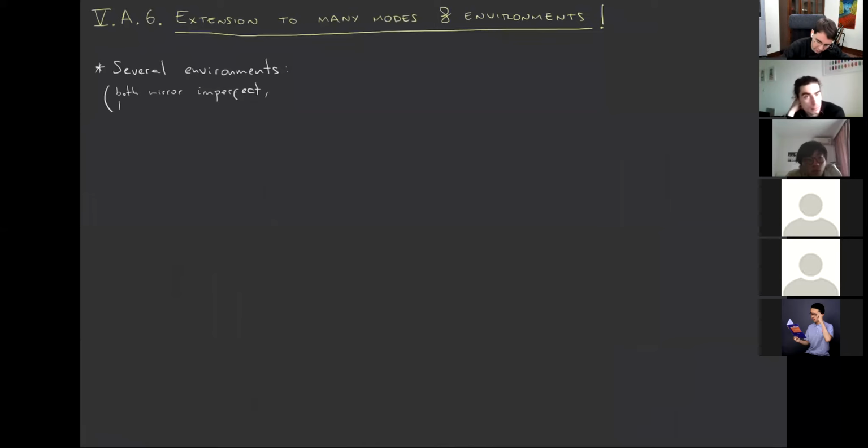Or we are considering the light scattered of the cavity from the side. Okay, so imagine that we are in this situation.